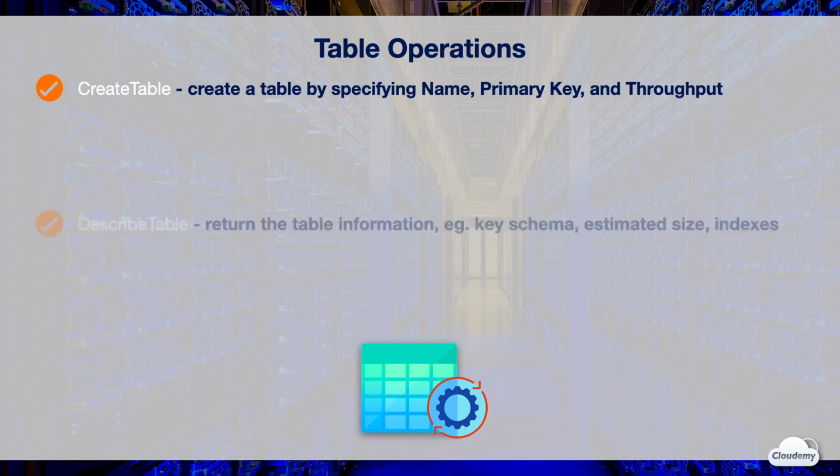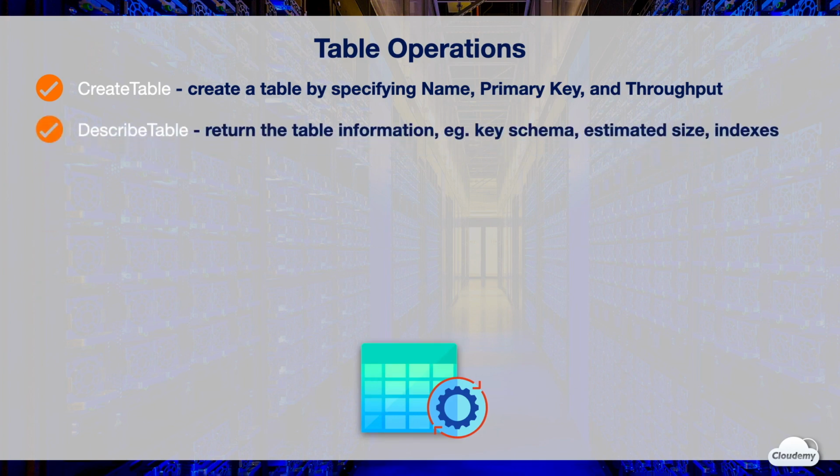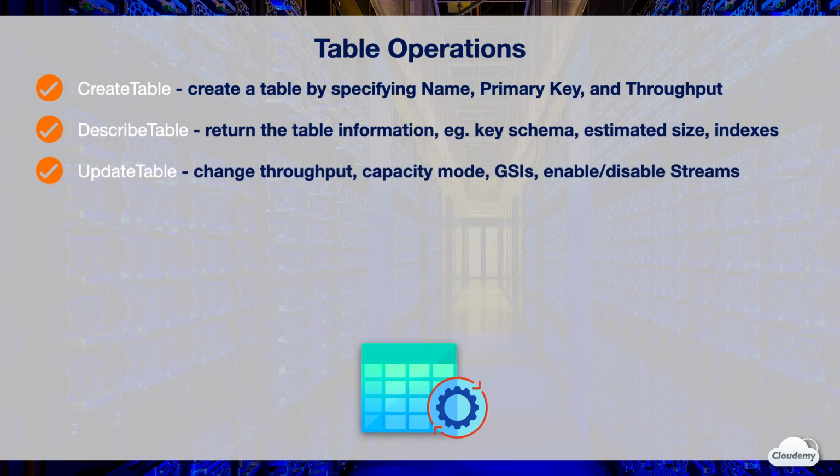The DescribeTable operation returns the table information, such as key schema, throughput settings, the estimated table size, and secondary indexes. The UpdateTable operation allows you to modify throughput settings, change capacity mode, update GSIs, and enable or disable DynamoDB streams. The DeleteTable operation lets you delete a table completely.